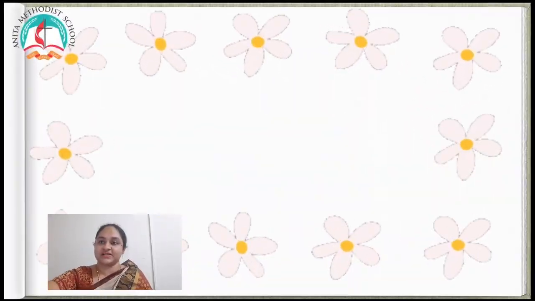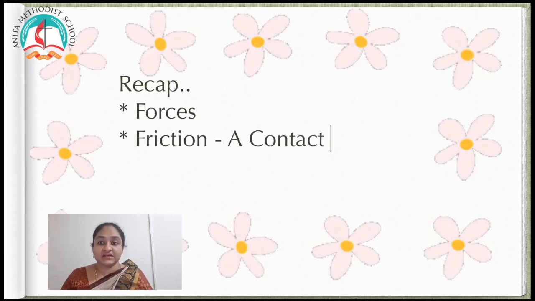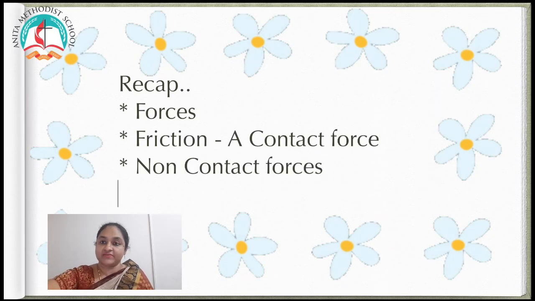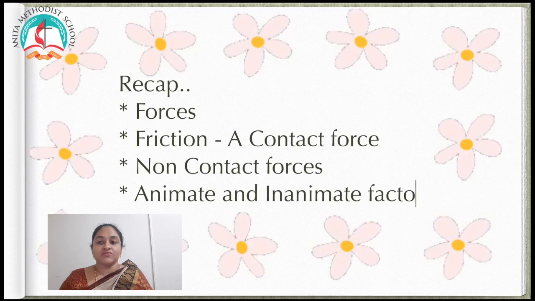In today's lesson, we learnt that friction is a contact force, and we compared friction with other types of non-contact forces, and then we also understood that forces are push or pull, which can be done by an animate or an inanimate agency or factor.